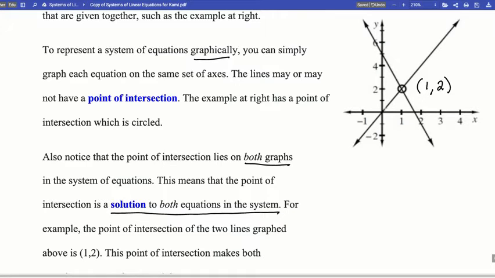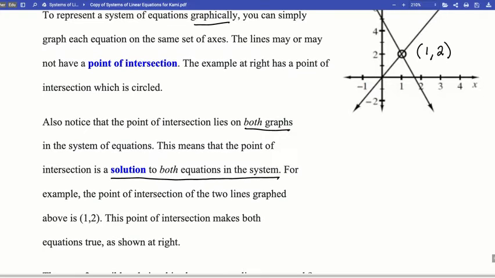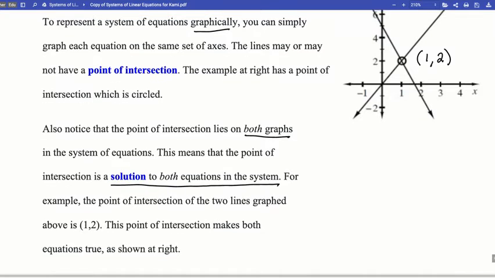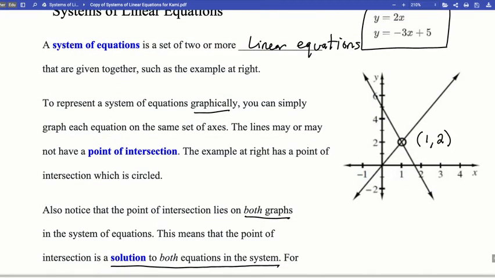Remember, every point on a line is a solution to that equation. In this case, this one point is the only solution to both equations. And so we can prove this. We can show that this point (1, 2) is true for both equations. So what we're going to do is plug that point (1, 2) into both equations. So I'm going to put the equations up here.